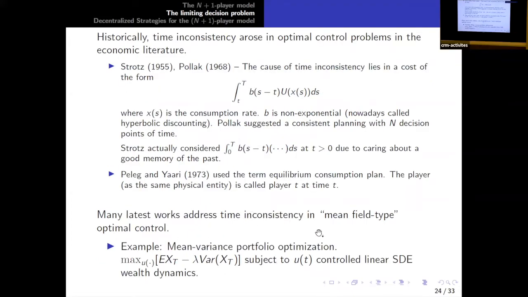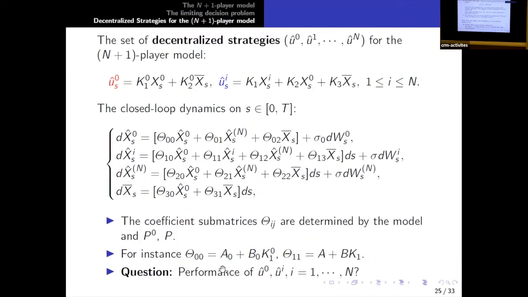And this class of problems includes this important problem, this $1 million problem initiated by Markowitz. It's a mean variance portfolio optimization problem. So that's the related background for time inconsistency in decision problems.